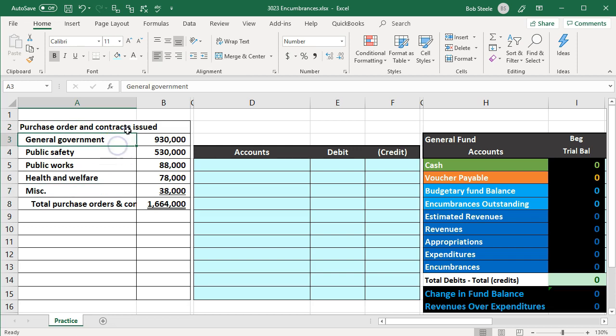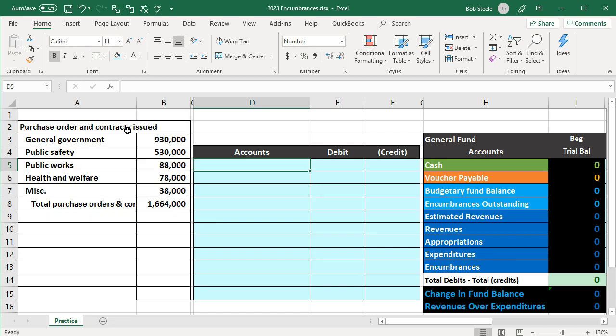So we got the encumbrance information, we have the purchase order and contracts issued. We're going to break these contracts out by grouping, typically some of these groupings possibly being other types of funds. So we have the general government, we have the public safety, we got the public works, we got the health and welfare, and the miscellaneous information. So we're going to post this. Note, we're not posting the budgetary information here.